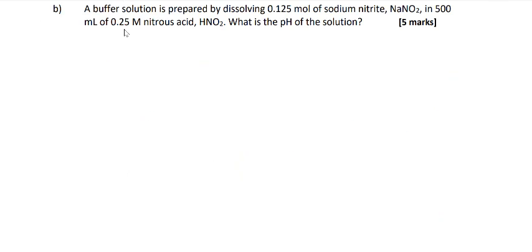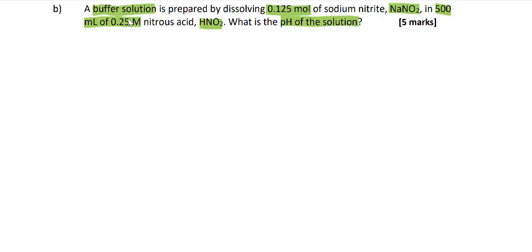Okay, so B, dia dah cakap a buffer solution is prepared by dissolving 0.125 moles of sodium nitrite, NaNO2, in 500 ml of 0.25 molar nitrous acid, HNO2. What is the pH of the solution?